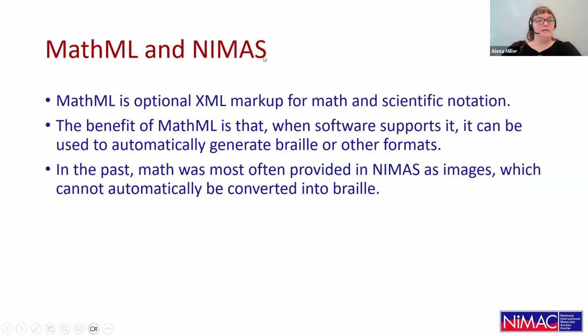The next thing we're going to talk about is MathML. So you may not be familiar with MathML, but what that is an optional XML markup that is used for math and scientific notation. The benefit of MathML is that when software supports it, it can automatically generate Braille or other formats. In the past, math was most often provided in NIMAS files as images, and those cannot automatically be converted into Braille.